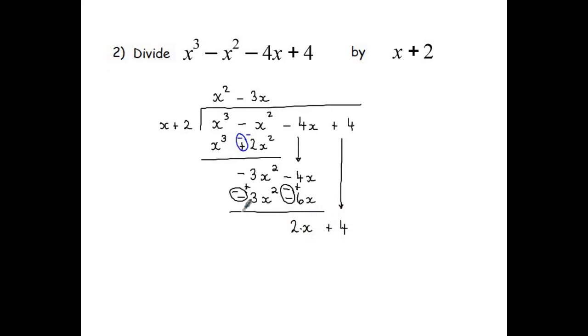So you have 2x divided by x gives you plus 2 and then times out. So we have 2 times x to give us 2x, 2 times 2 to give us 4, and again you can see these two are identical, so when you subtract them you get 0. So your answer for this example is x squared minus 3x plus 2.